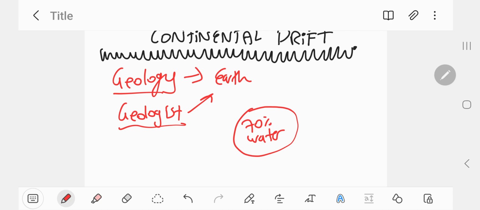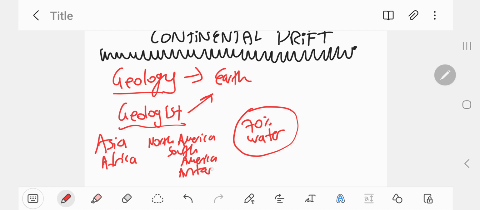There's the Asian continent. You've got the African continent. You've got North America. You've got South America. You've got Antarctica, Europe, and Australia. So you've got 7 continents on the Earth.